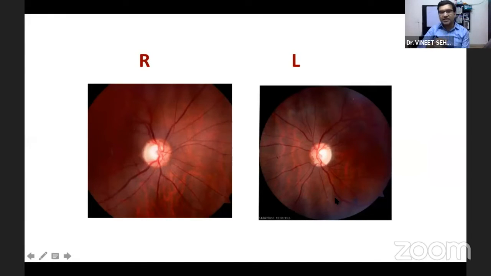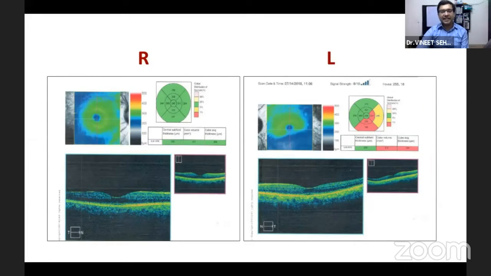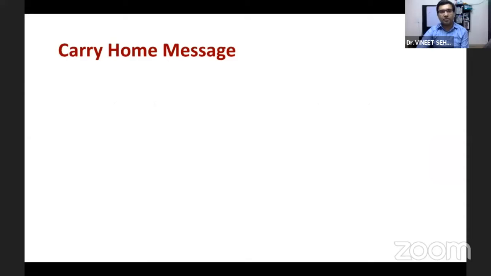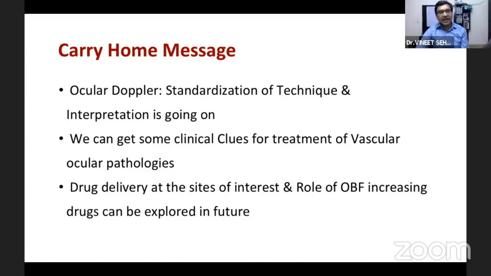So from these two cases, I want to just highlight that it is not just the ophthalmologist who is getting some hints. We have to see it as a whole disease, where the cardiologist may also have a role in the treatment as well as in the management of the patient. So what is my carry home message? It is a new technique, standardization of the technique and interpretation has to be going on. We can get some clinical clues for the treatment of the ocular pathology, and ultimately the site of interest and role of OBF in increasing the drugs can be explored in the future.